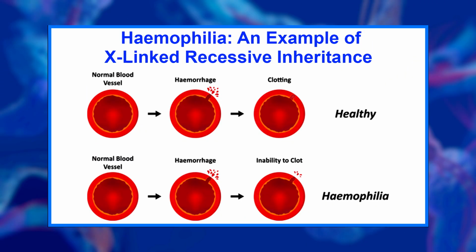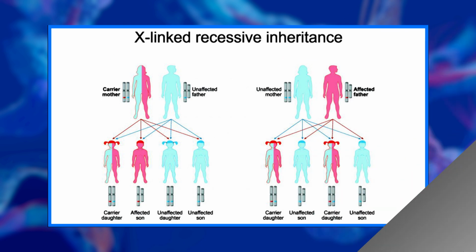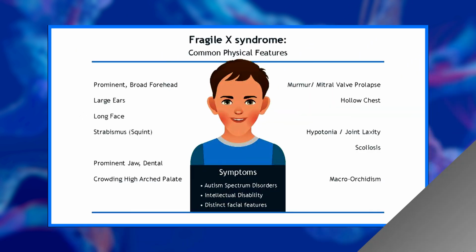This means that he will be affected by the condition. Conditions that are inherited in this way are called X-linked recessive conditions. Some examples of X-linked conditions include hemophilia, Duchenne muscular dystrophy, and fragile X syndrome.